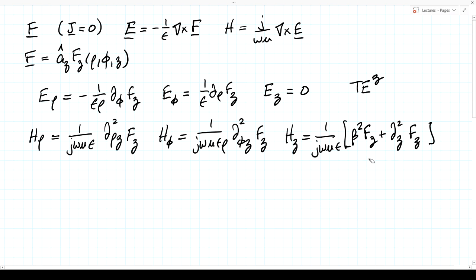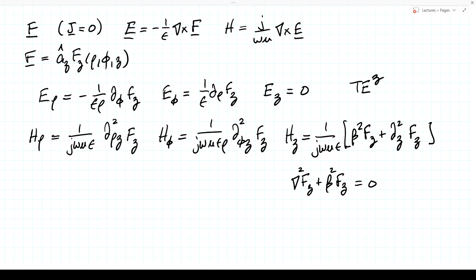And in deriving this final term here, we use the same principle that we are assuming that Fz satisfies the Helmholtz equation. And so we can substitute for the rather ugly expression we get directly from the curl relationship and get this more useful form there.